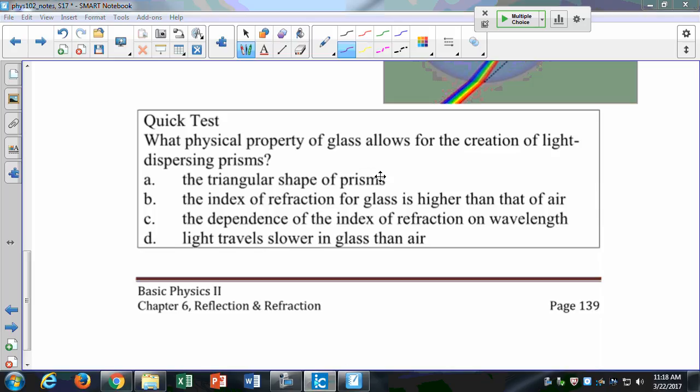As I said, all of these are true. Prisms are usually triangular, though you can get a prism through a circular thing too, like a raindrop, if it's set up just right. The index of refraction is higher for glass, and light does travel slower in glass, but it's only because of the wavelength dependence that you actually get these light dispersing prisms, this dispersion.